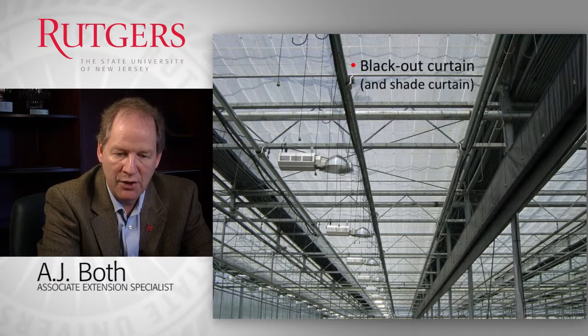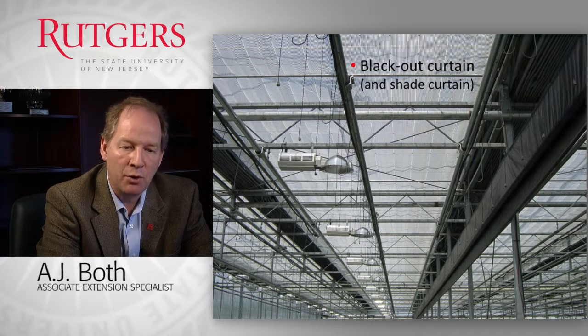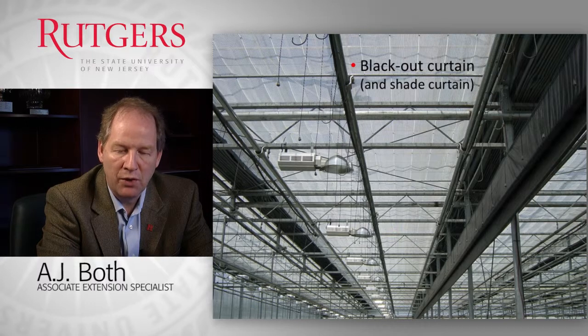reducing the natural day length. And of course, this is used to try to induce flowering or delay flowering depending on the type of crop you're growing. So multiple curtain systems are sometimes used for different purposes. Could be used for energy conservation, could be used for shading purposes, or it could be used for the manipulation of the day length.